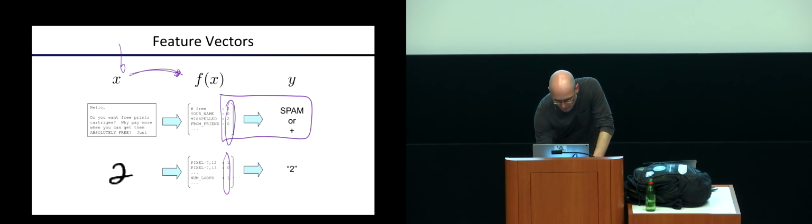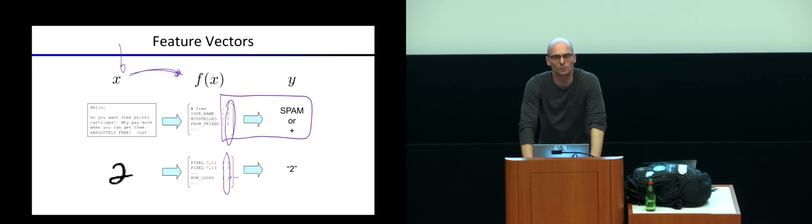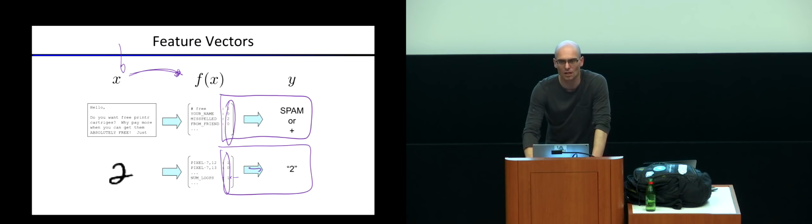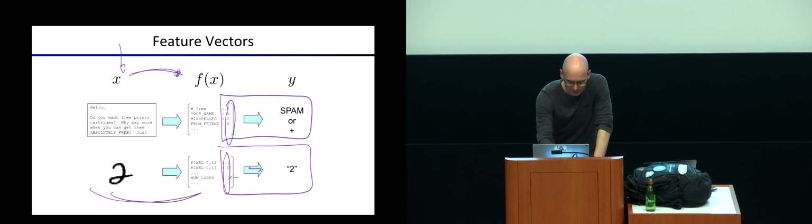And then you might have more advanced features like counting the number of loops in an image and make that one of your features. And again, today is all about going from those feature vectors to making a decision of what's in the image. And in the future, we'll look at this part.